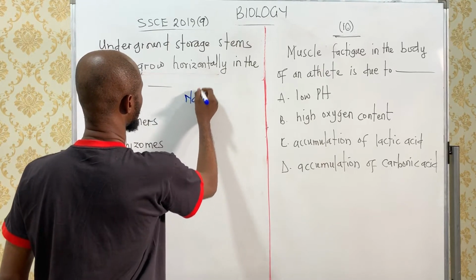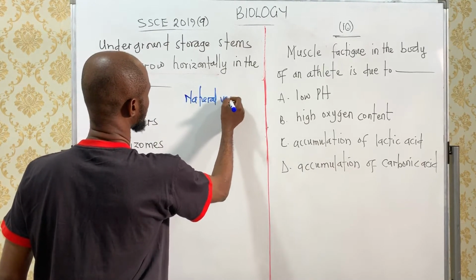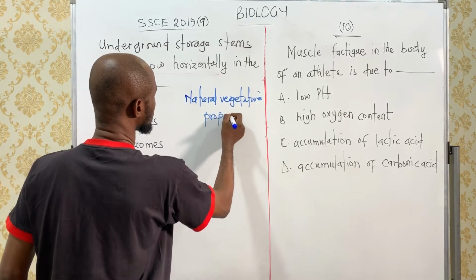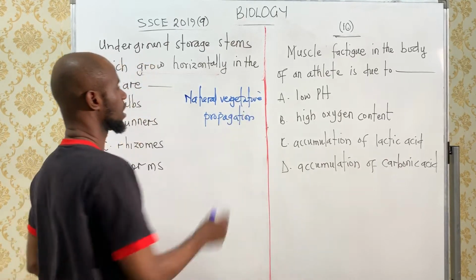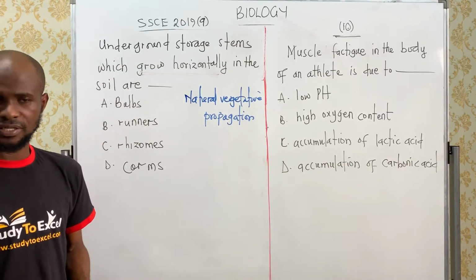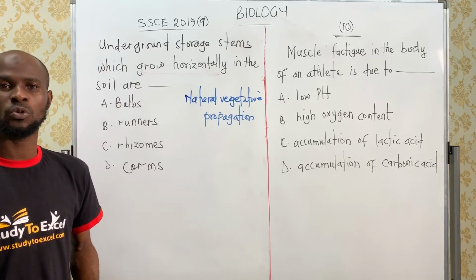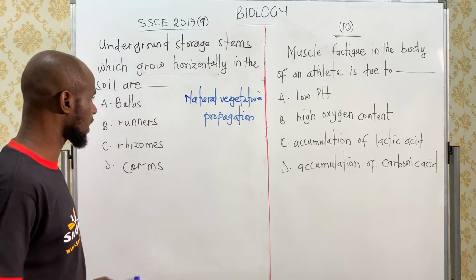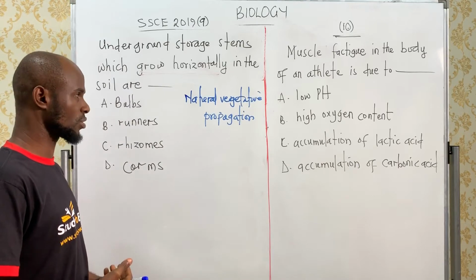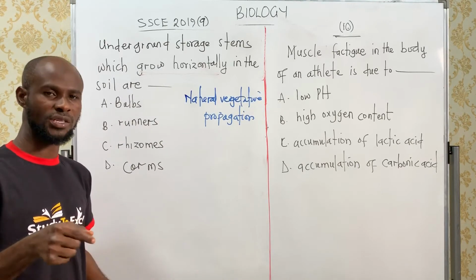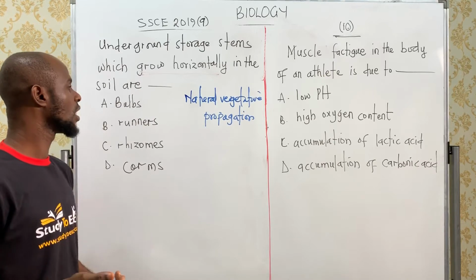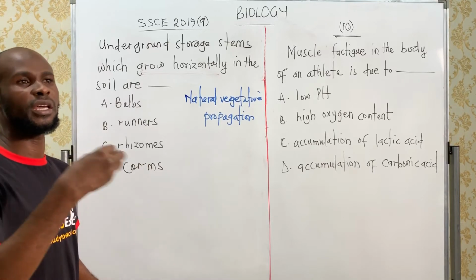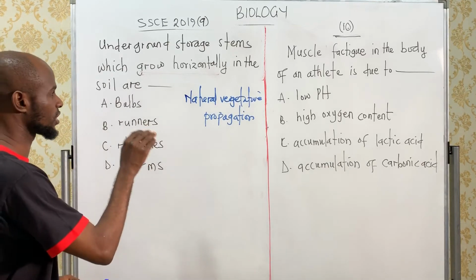So what do we mean by natural vegetative propagation? Natural vegetative propagation is a process where a parent plant will propagate itself by the use of leaves, roots, and stem. It's a natural form because the plants make use of the vegetative parts, the stem, the root, and the leaf, to produce another plant without any interference of human. That's why we call it natural.